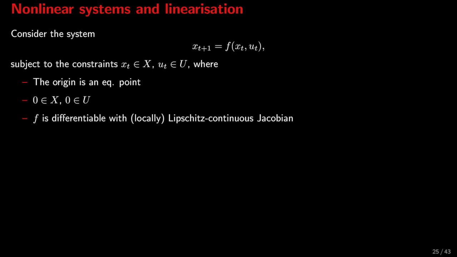We assume that the origin is an equilibrium point of the system. This means that f(0, 0) is equal to 0. We further assume that 0 is inside X and 0 is inside U. And lastly, we assume that f is differentiable with respect to both arguments, and it has a Lipschitz continuous Jacobian.